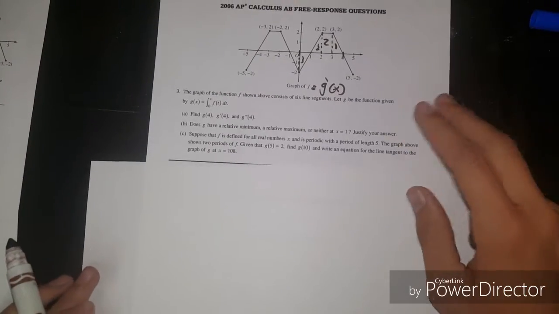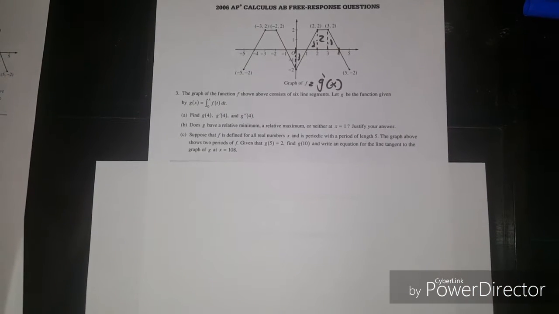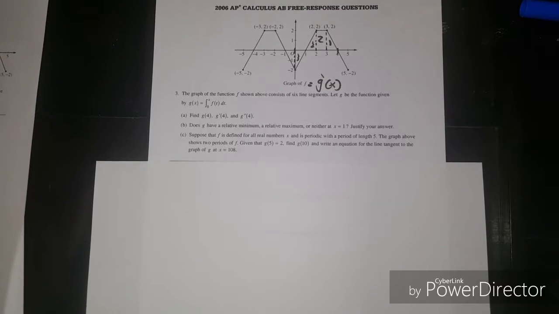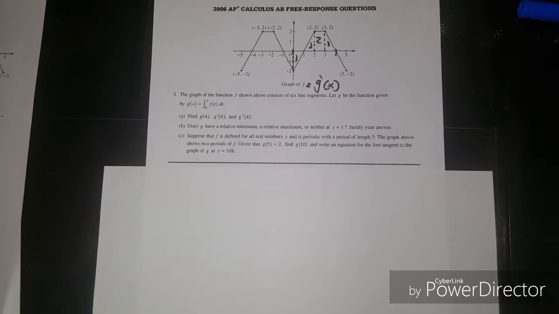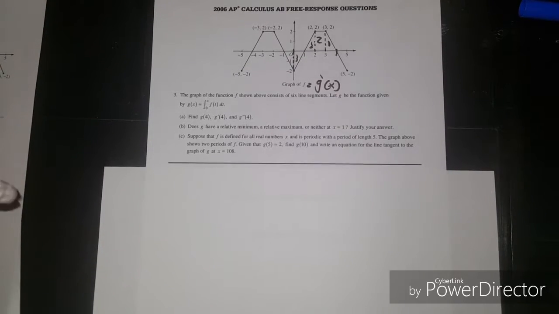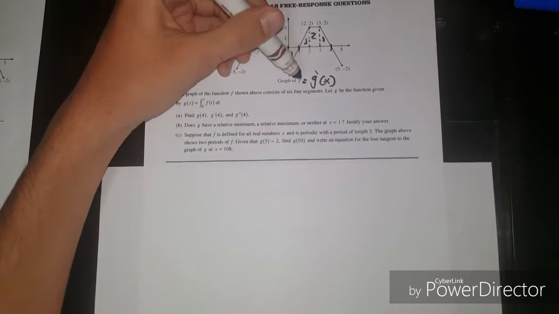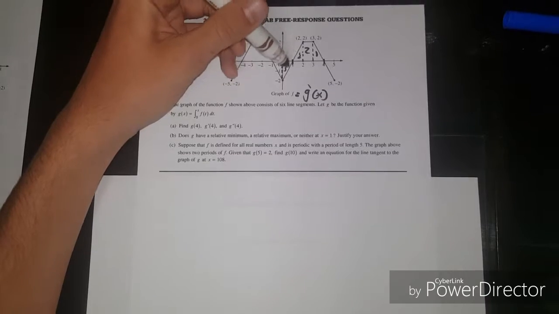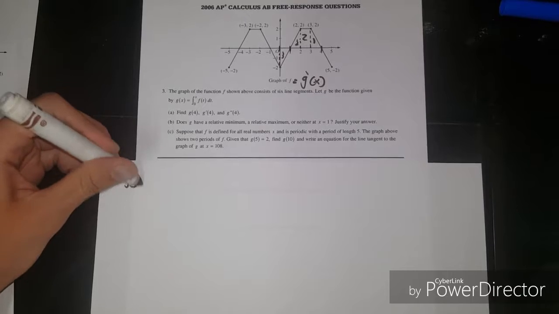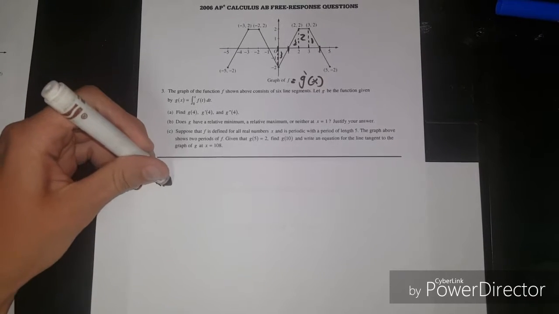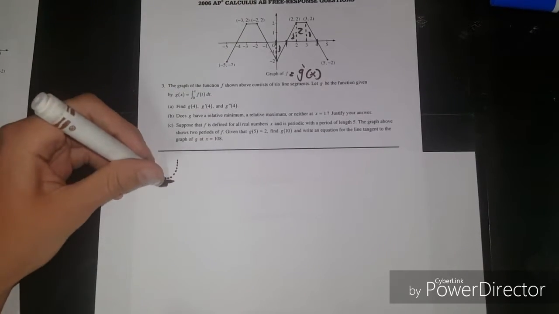Part B. Does g have a relative minimum, maximum, or neither at x equals 1? Justify your answer. So to have a relative minimum or maximum, we need g prime to change sign at 1. So we'll look here at 1, and since this is a graph of g prime, we can see easily that it does change sign. It goes from negative to positive. So just a visual of that. We start with a negative slope, and then we'll gradually go into a positive slope. So we can see right here, that would be at x equals 1, would be a minimum.